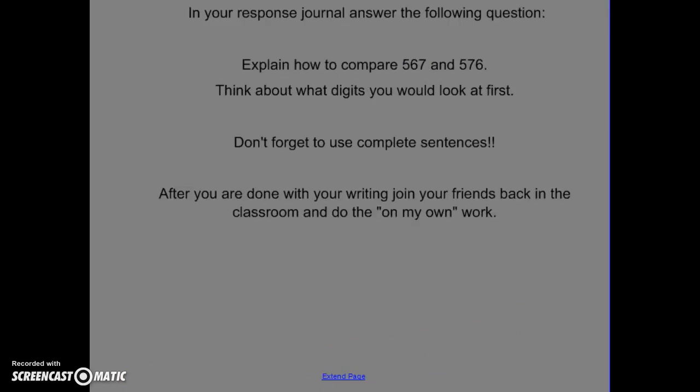In your response journal, answer the following question. Explain how to compare 567 and 576. Think about what digits you look at first. Don't forget to use complete sentences and explain your thoughts. After you are done with your writing, please join your friends back in the classroom to do the On My Own sheet for today, where you are comparing 3-digit numbers.